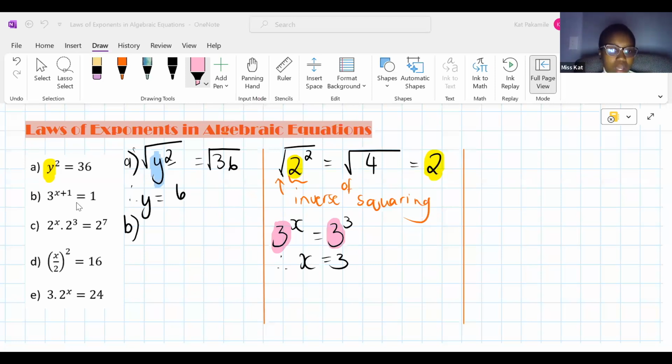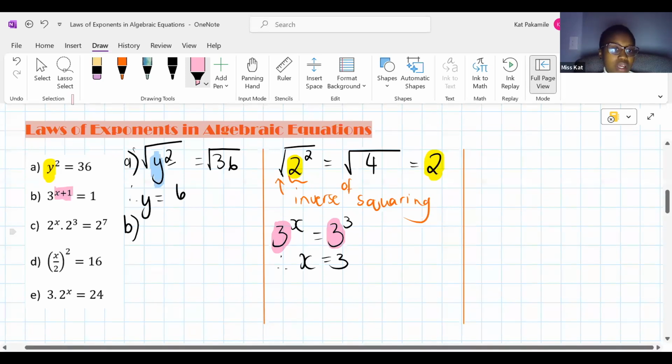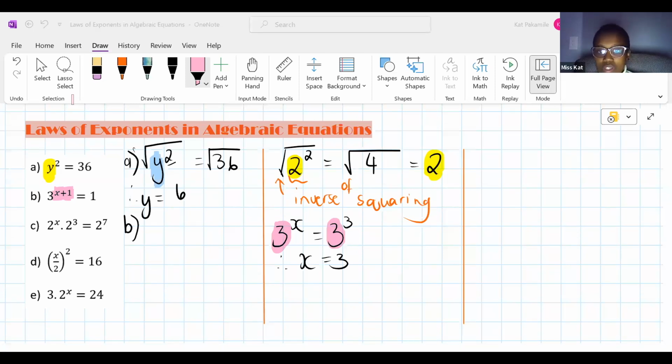So now we go back here to our lovely number b. Number b says 3 to the power of x plus 1 is equal to 1. But now I just said we want the same bases. So how are we going to make these the same bases, guys? How are we going to make these the same bases? Think of your laws. Gwena? Yes, Gwena?